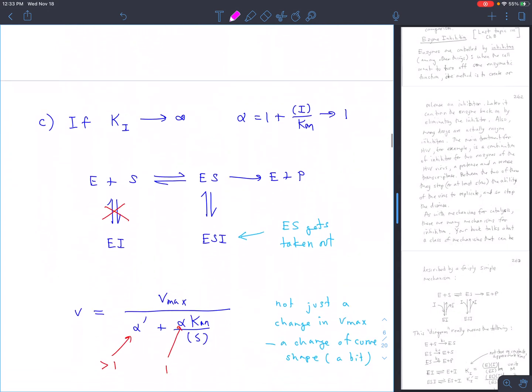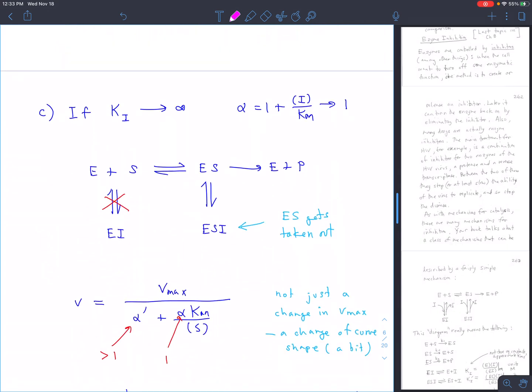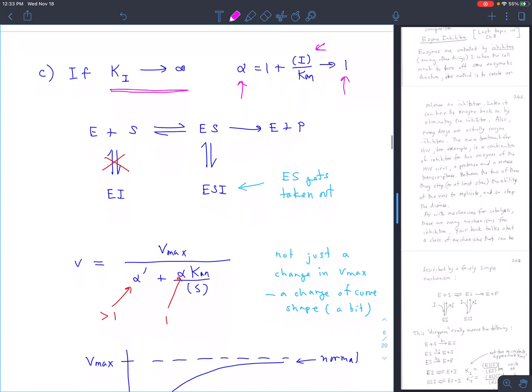Okay, let's take the next case then. Let's consider the case now where we set Ki equal to infinity. In other words, we're turning off the branch 1 stuff now. Alpha now becomes 1 all the time, no matter what the inhibitor concentration may be. And yes, we're turning off branch 1 here, so it's pure branch 2.